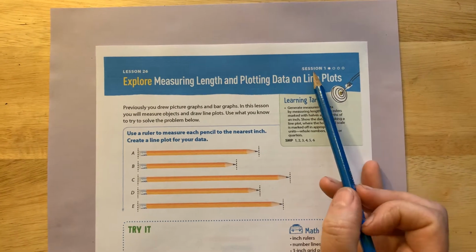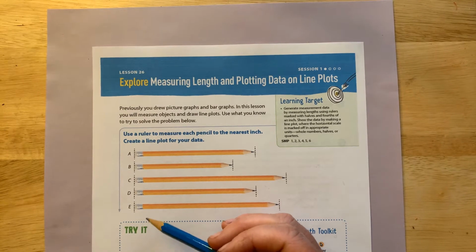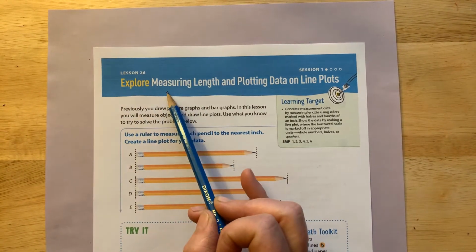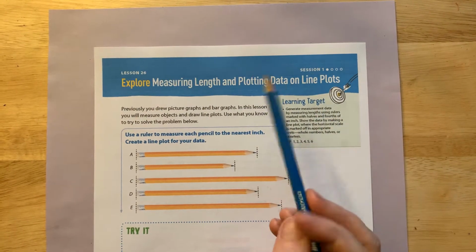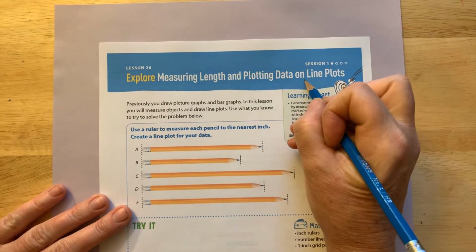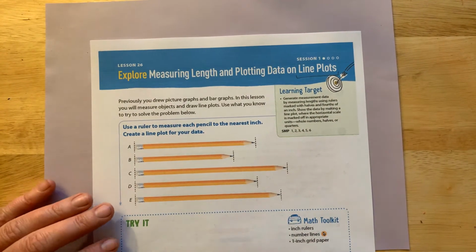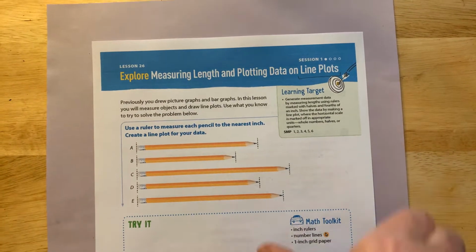We are learning something new. Actually, we're taking information we already know and starting to do new types of problems. We are going to explore measuring length and plotting data on line plots. Line plots is another new way to organize data. In order to get started with this today, I want to remind you of some of the things that we've done in the past and make sure we're ready with our tools for today.